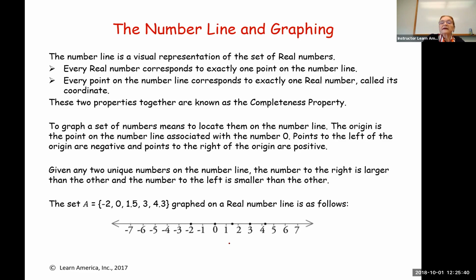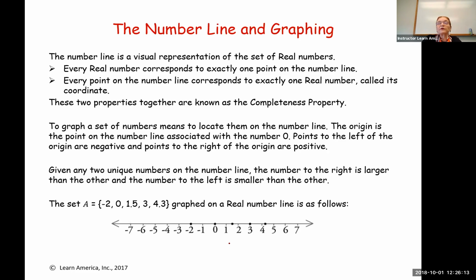Next, we're going to take a look at how we represent numbers on a number line, what we call graphing. The number line is used as a visual representation for the set of real numbers. Every real number corresponds to a point on the line. Every point on the line corresponds to exactly one real number. We call the number that corresponds to the point its coordinate. This is known as the completeness property. Remember, we said the real number line is completely filled with real numbers. They are complete on that line.